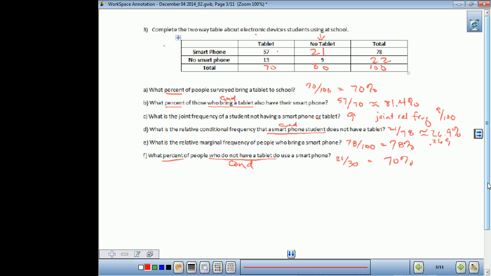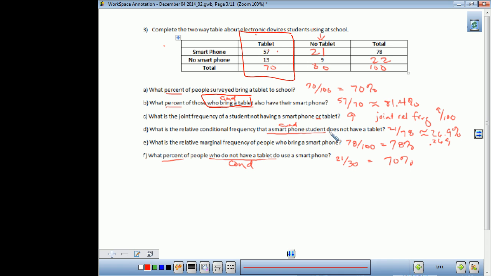Okay, are we good? How do you do D and E? It's a relative frequency. What percent of those who bring a tablet, so this is our condition, also have a smartphone? So we're only looking at the tablet column. So those who also have a smartphone is 57 out of 70. And same thing with D?